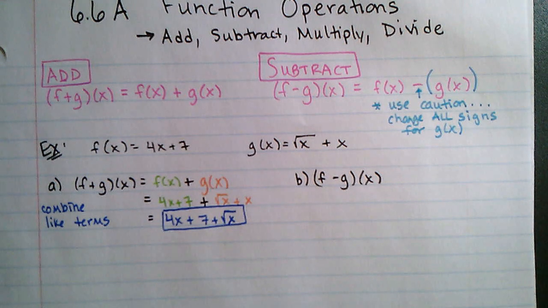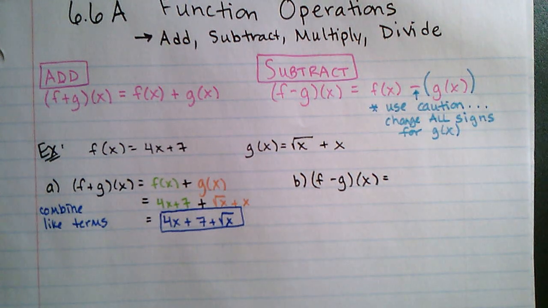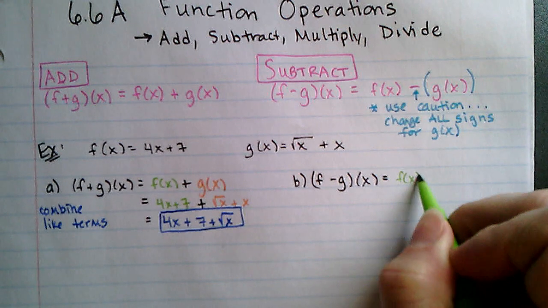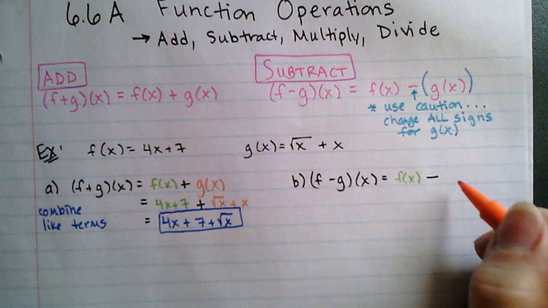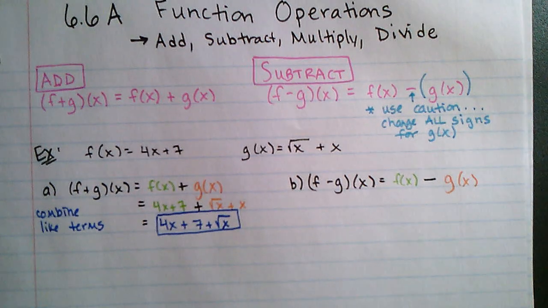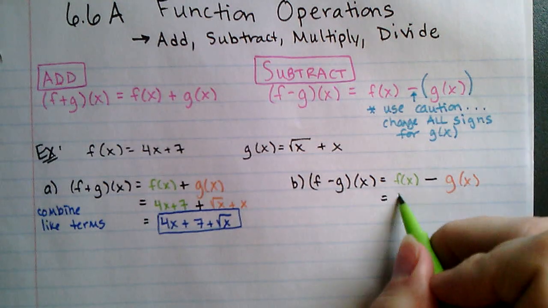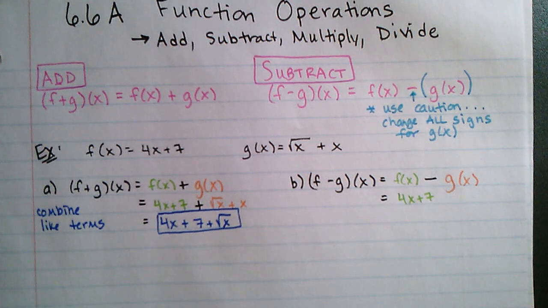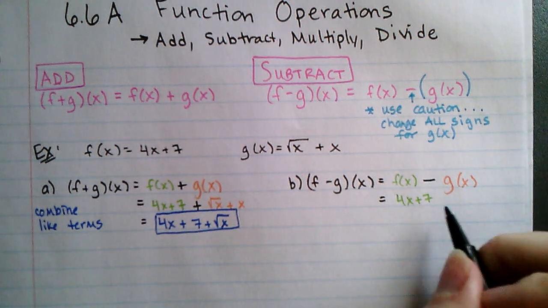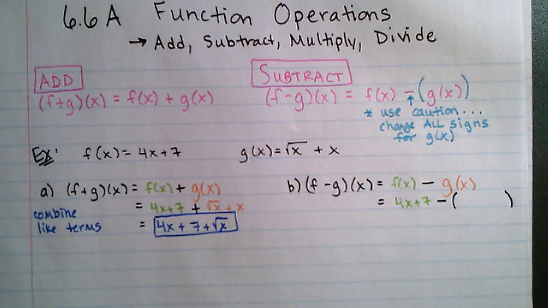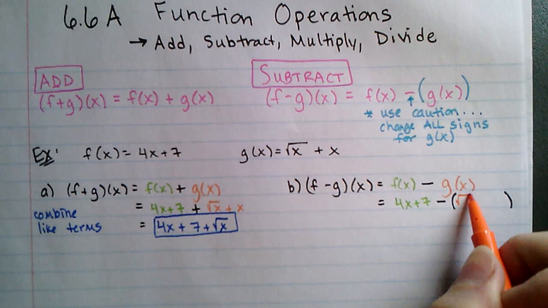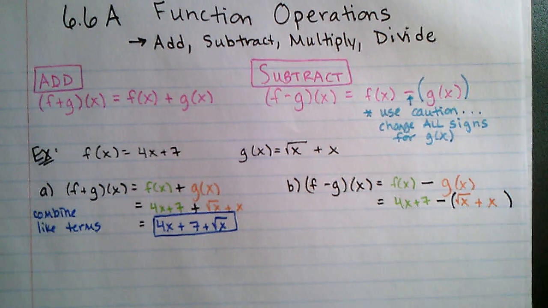F of x minus g of x means that I'm going to take the function that is f of x and I'm going to subtract the function that is g of x. So my f of x function is still that 4x plus 7. And then remember that caution I told you with subtraction. I'm going to put subtract, and then I'm going to put my g of x function inside parentheses. So subtract square root of x plus x.